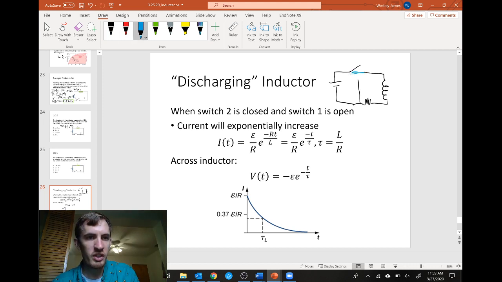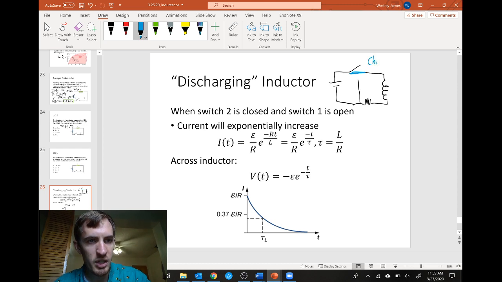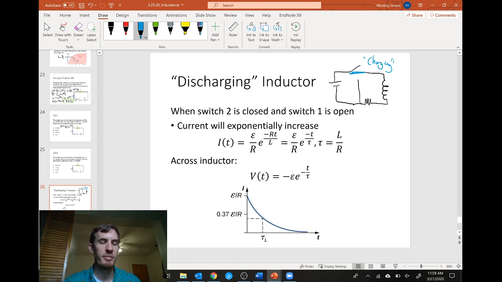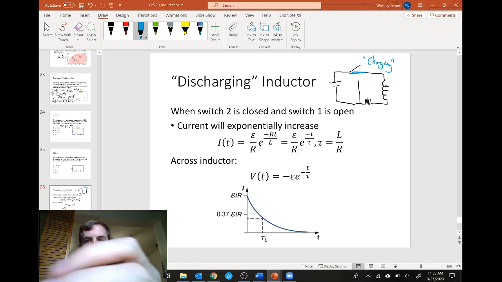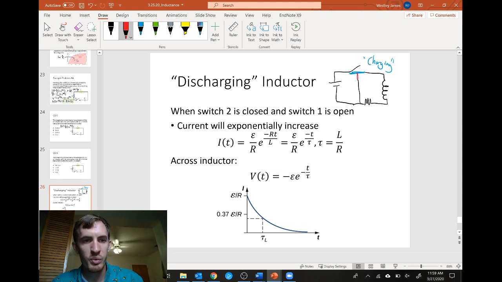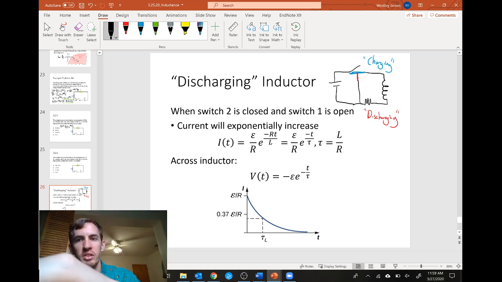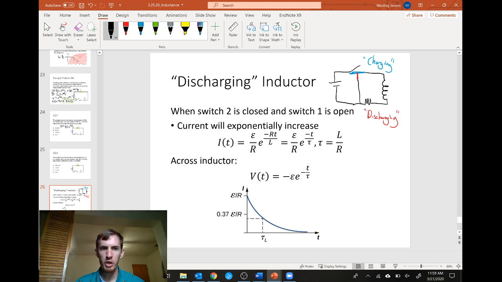When it's closed this way, that is charging. And I'm using the word charging very loosely here. I'm not putting charge on it, but we're going to use that terminology. And when the switch is here, we'll call that discharging. So the idea behind this one is a little bit different. The capacitor, it made sense. You put charge on it. Once you stop putting the battery there, it ends up discharging because the charge is no longer held here.